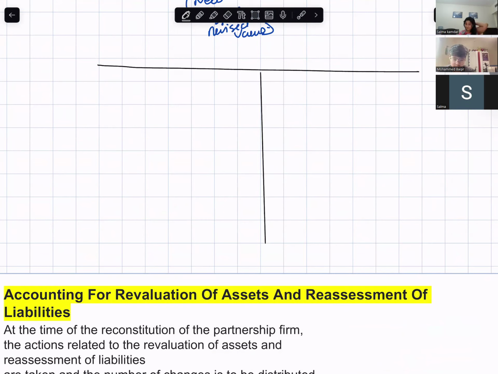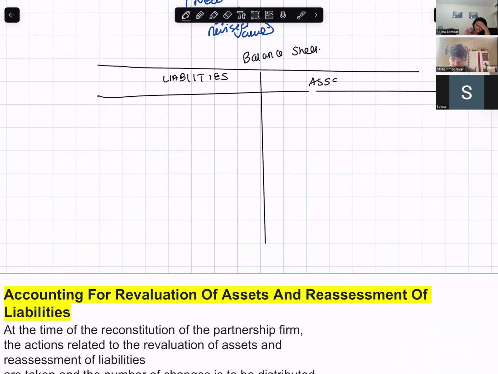Is it like there will be a liability side and asset side? So here on the left will be your liability side and on the right will be your asset side. So you will have your fixed assets over here like plant and machinery, building. You will have your current assets over here like your closing stock, your debtors, your cash in hand, cash at bank.